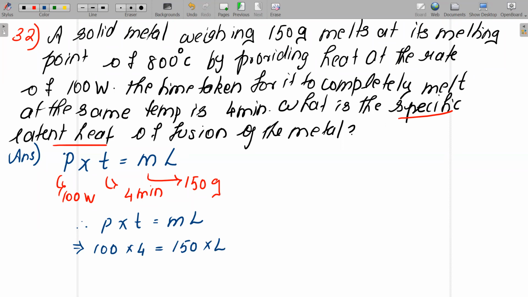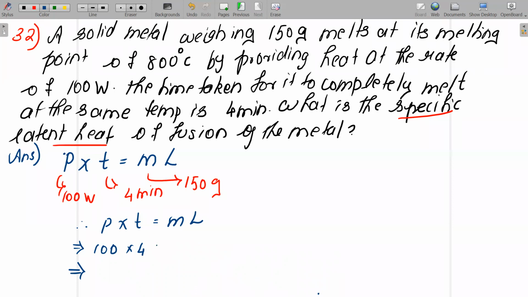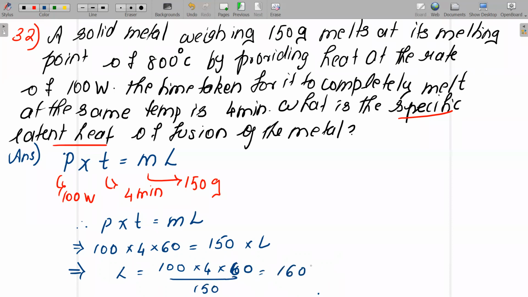So children, we are not converting time into seconds. Directly you can apply in case of calorimetry. If they ask only, you should do. Therefore, L is equal to 100 into 4 divided by 150, which is equal to 160 joule per gram. Okay, I'll do one thing, children. I made a mistake. I'll convert into seconds. Then there is no issue, right? This will convert into 4 into 60, which is equal to 150 into L. Therefore, L is equal to 100 into 4 into 60 divided by 150, which is equal to 160 joule per gram. Understood?